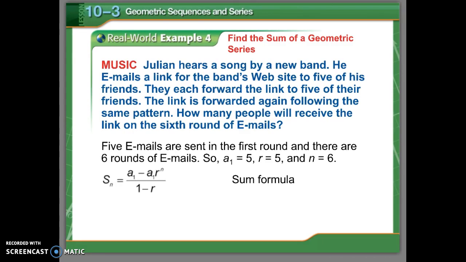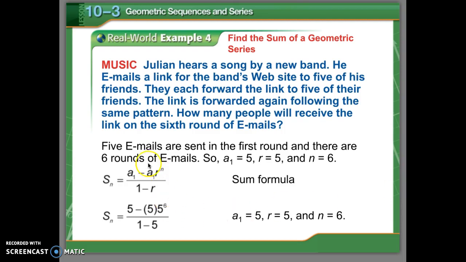So in this problem, what we need to think about is how many times the emails are sent around and how many times the email is sent each round. So first off, it says that 5 emails are sent in the first round, and there's 6 rounds of emails. So if there's 5 emails sent initially, the first term in the sequence is 5. And because each person is sending 5 more emails, that means the common ratio is 5. And because it's being sent out 6 times, that's n. That's the number of rounds of emails that are going out.